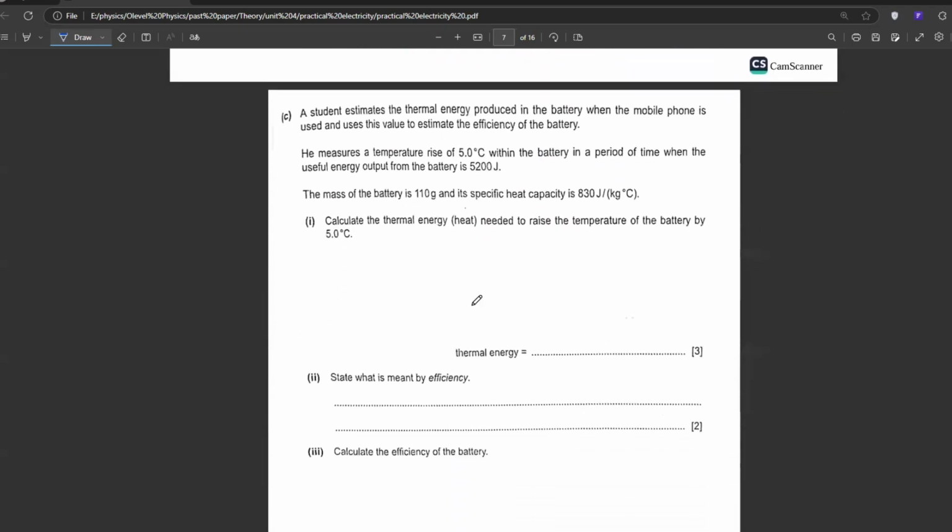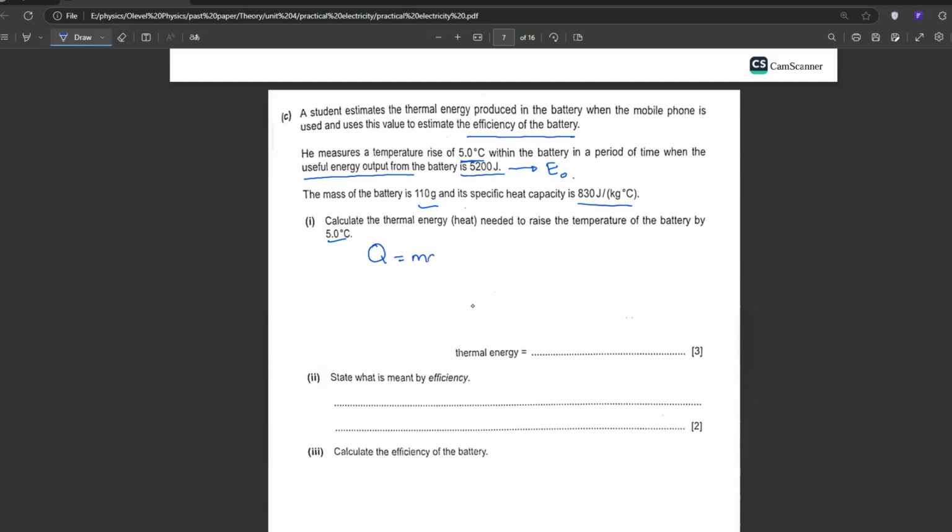Let's further move ahead. Our student estimates the thermal energy produced in the battery when the mobile phone is used and uses this value to estimate the efficiency of the battery. He measures a temperature rise of 5 degrees centigrade within the battery in a period of time when the useful output energy from the battery is this. The mass of the battery is this, the specific heat capacity is this. Calculate the thermal energy, heat, needed to raise the temperature of the battery by 5 degrees centigrade.